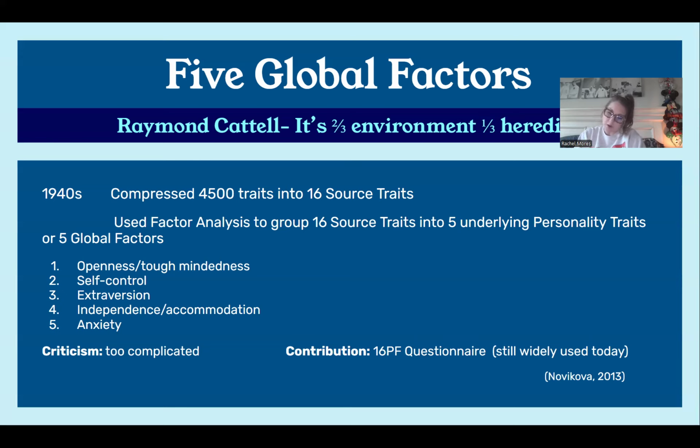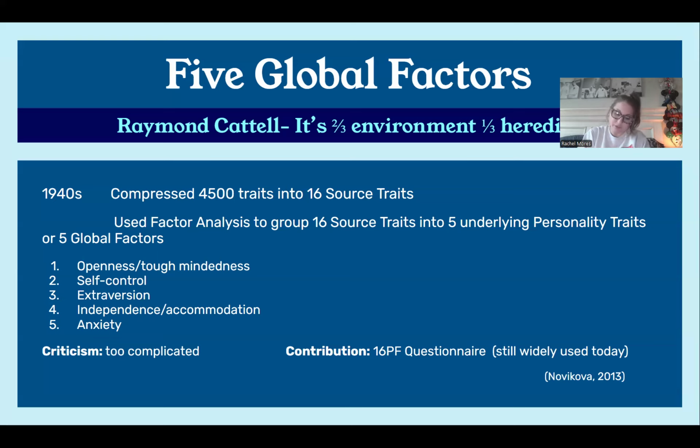A low score on an item was a negative level, like moody, while a high score on an item was positive, like calm. The underlying personality traits he then identified resulted in the five global factors. You have your openness or mindedness, openness, tough-mindedness, self-control, extroversion, independence and accommodation, or anxiety.